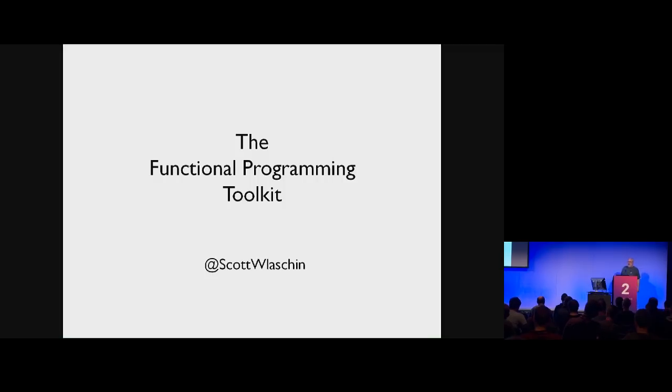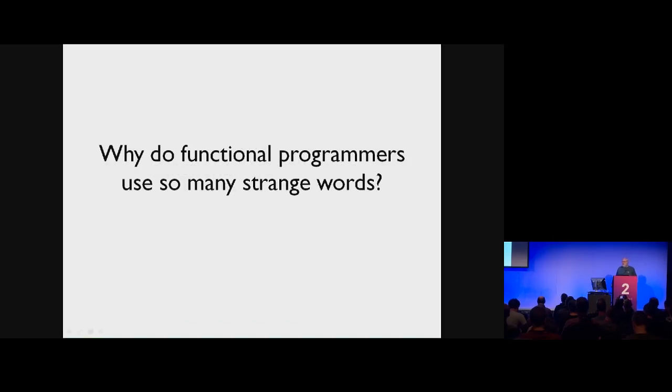So my name is Scott Wlaschin, and I have a website, F-sharp for fun and profit. The code examples in this talk will be in F-sharp, but it's not a lot of code, so don't worry about it if you don't understand the code. So the main question to start with is, why do functional programmers use so many strange words?